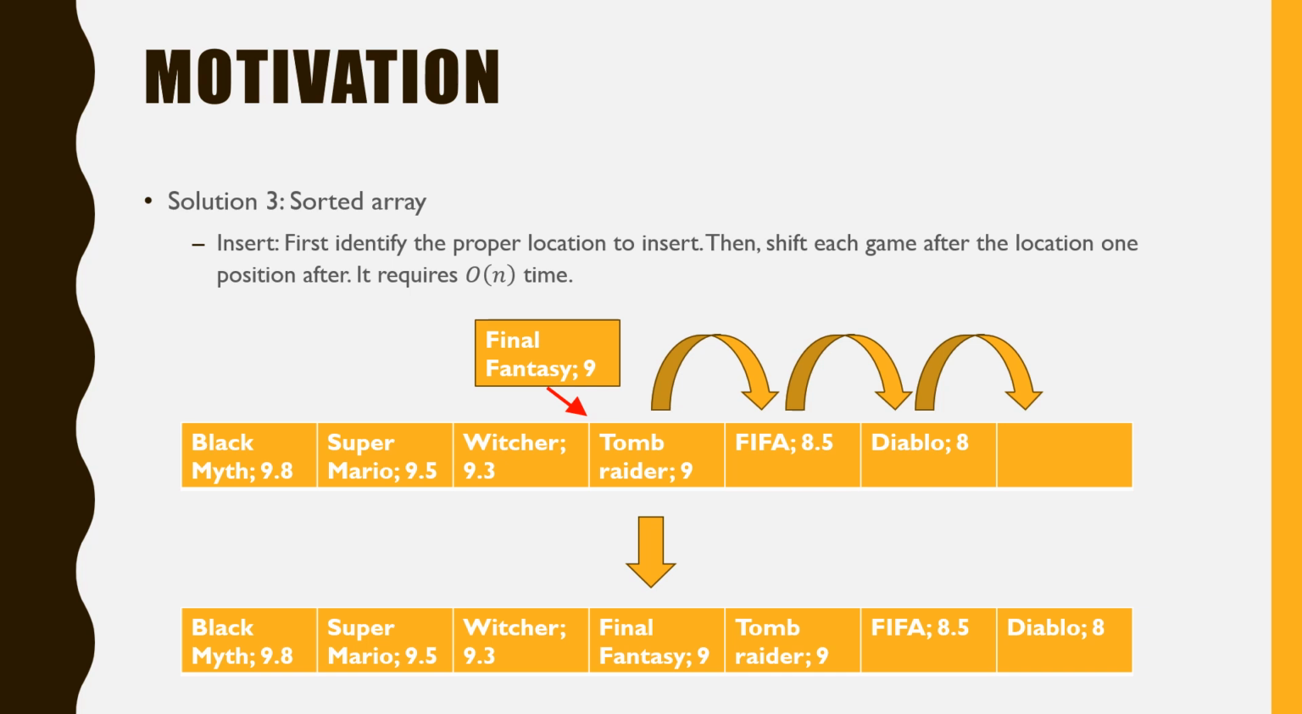For example, when inserting Final Fantasy, we will shift Diablo, FIFA, and Tomb Raider one position each to create an empty slot for the new entry. In the worst case, we may need to shift up to O(n) elements, making the overall time complexity for the insertion operation O(n).